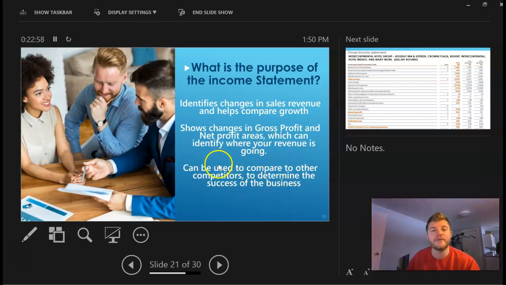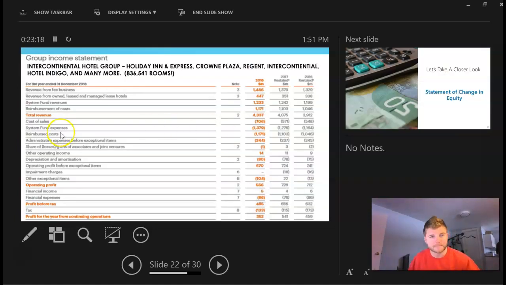And then you can also use this to compare to other competitors or determine the success of your business. We want to keep 30% of our revenue at the very bottom line of our income statement. And what might happen is you only keep 20%. So then you know that, okay, I wasn't quite as good as I wanted to be.